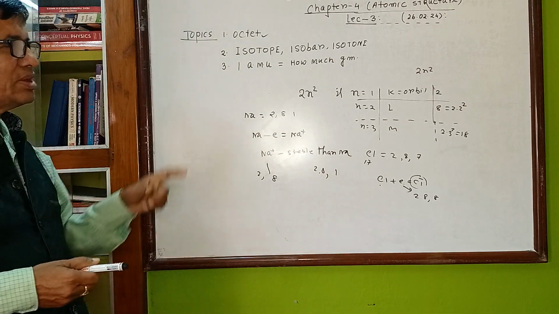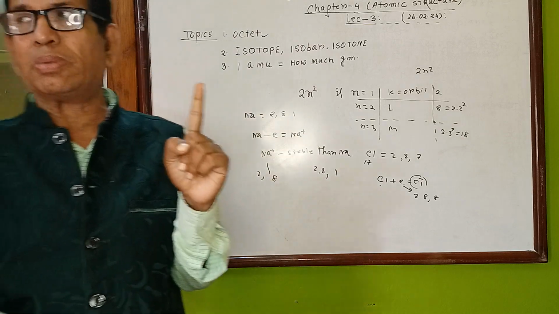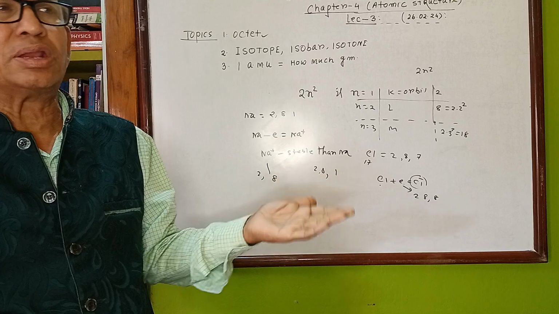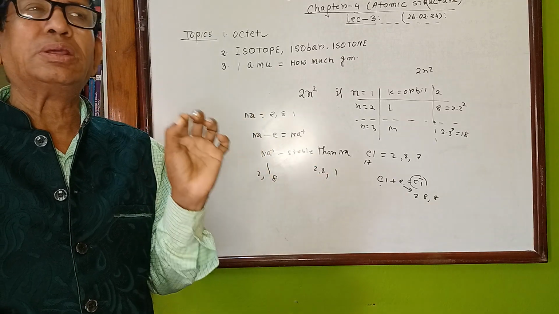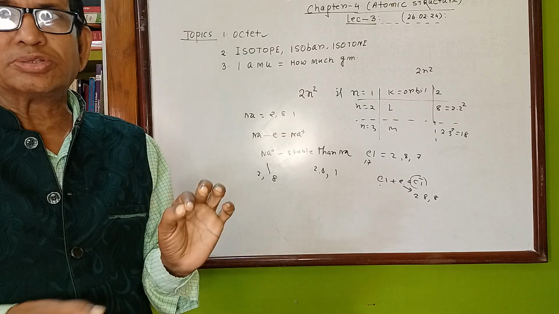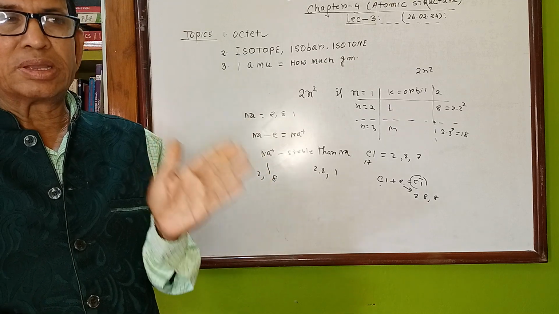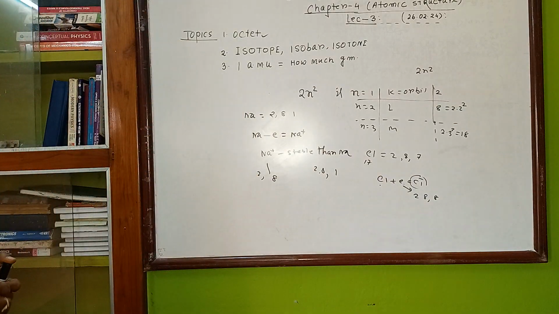So naturally this is a very important topic, the octet. Octet is filled up, but always remember octet means a maximum of 8 electrons in the last orbit. But in the case of helium, that is exceptional. Helium's last orbit has 2 electrons to make it inert, so it shows the characteristic of a doublet. Now I am going to discuss isotopes.